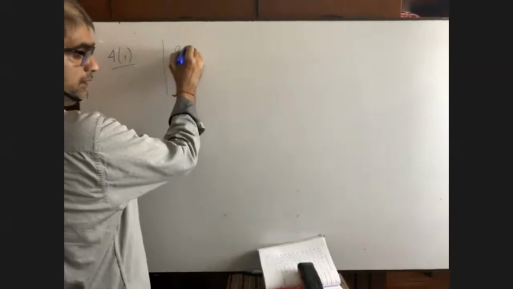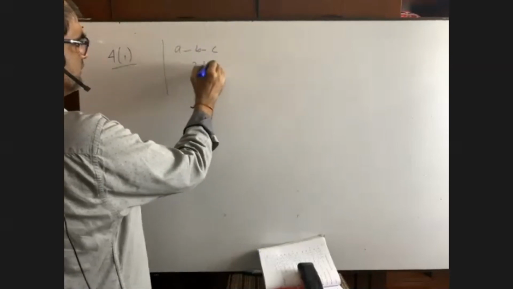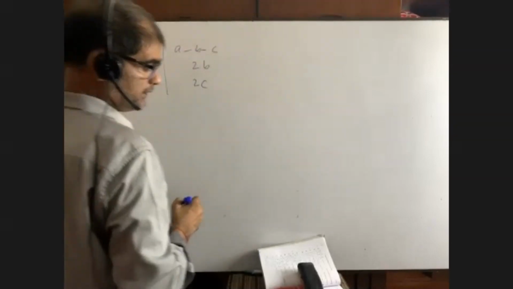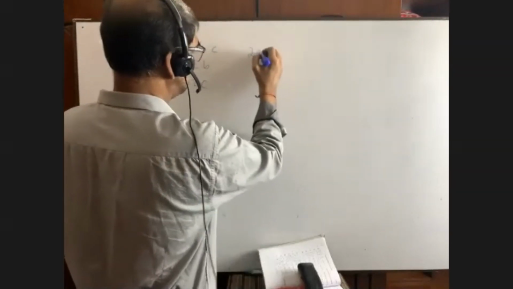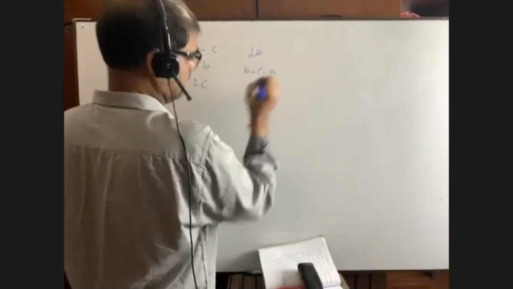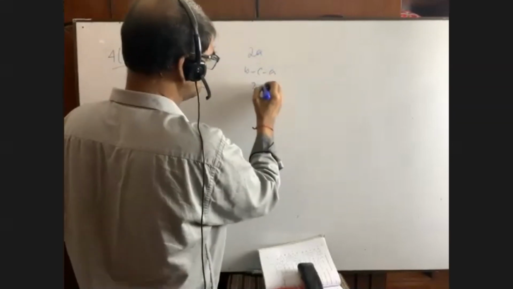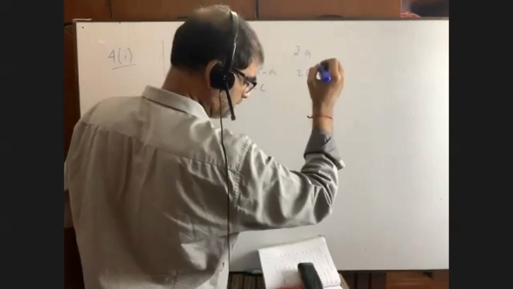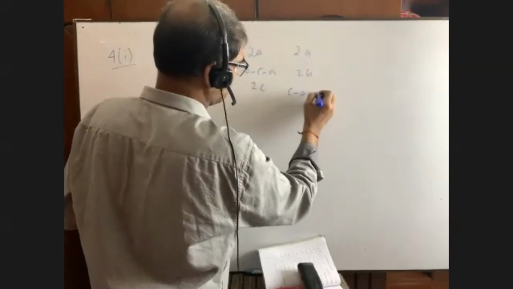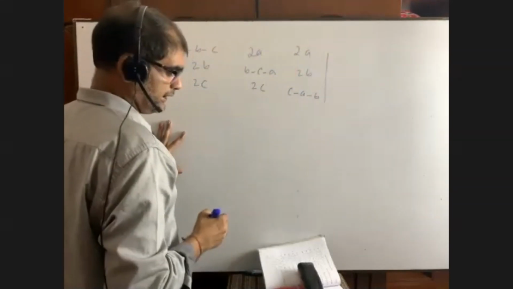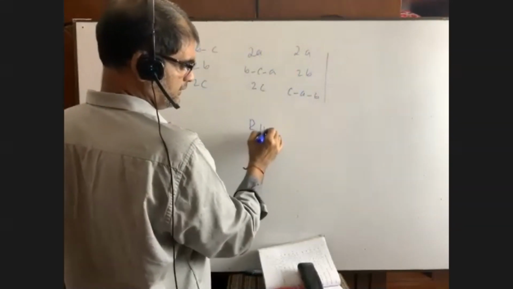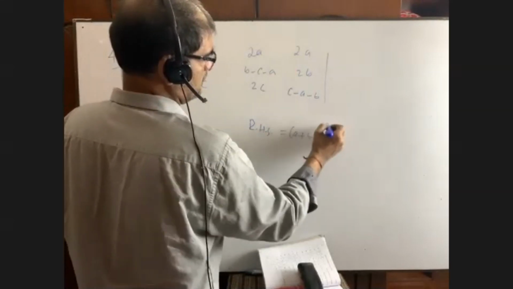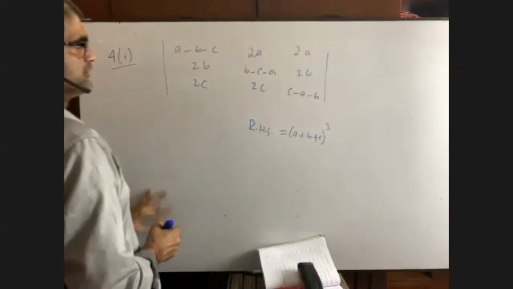A minus B minus C, then it is twice C, then it is 2A. B minus C minus A, it is twice C, it is 2A, 2B, it is C minus A minus B. Okay, your right hand side is A plus B plus C whole cube. You all are required to do this as homework.